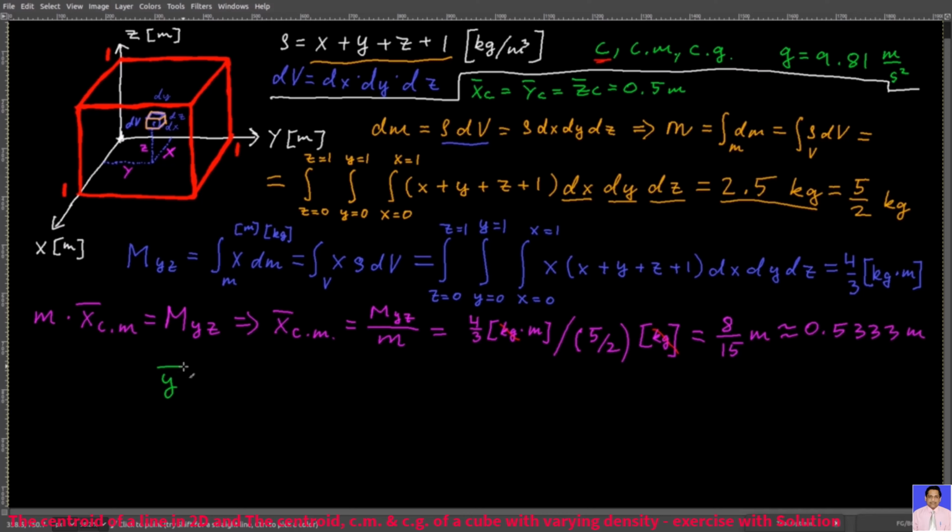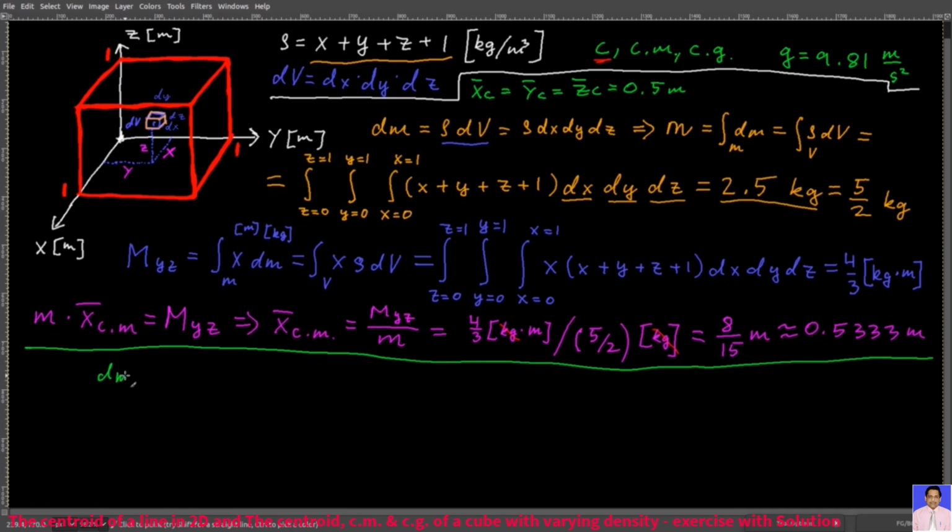Then we also need to find y bar cm. For that, we need to take our differential mass and multiply it by its corresponding y distance. For this differential element, y is the distance between this differential element and the xz plane. I have to do it for all the differential masses, multiply all differential masses by their respective y distances, and sum up all these products. In other words, I have to integrate them.